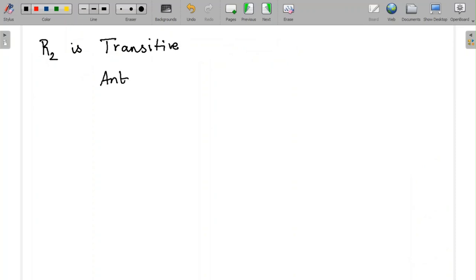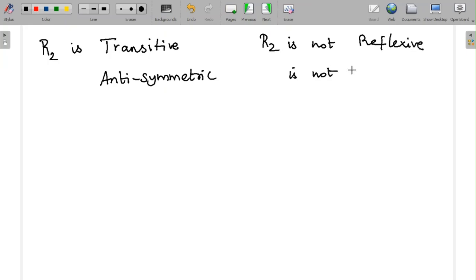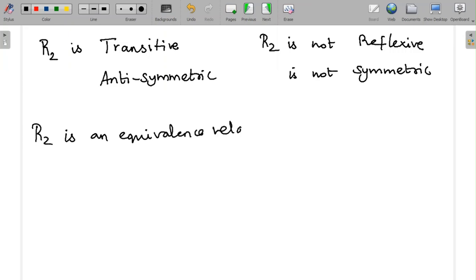R2 is antisymmetric. We saw that a couple of slides back. However, R2 is not reflexive. R2 is not symmetric. So we conclude that R2 is not an equivalence relation because it meets only one of the three conditions, that it is transitive. But these two, the reflexive nature and the symmetric nature, are not met.